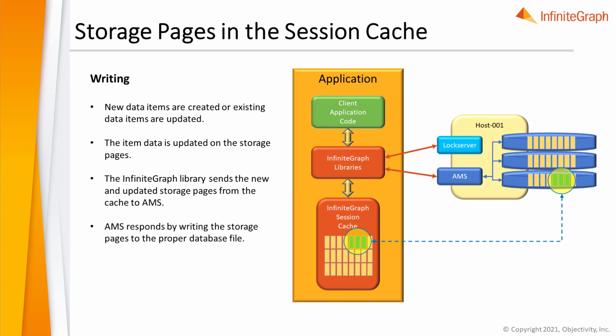The application can create new objects or update existing objects on storage pages in the session cache. The item data is updated on the storage pages. The InfiniteGraph library sends the new and updated storage pages from the cache to AMS. AMS responds by writing the storage pages to the proper database files.